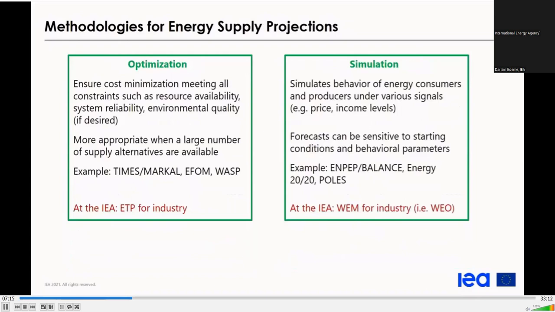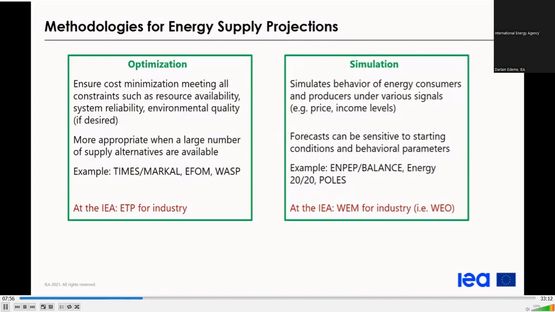When we want to project and to estimate what the future of energy supply could be, again, there are two methodologies. The first one is about optimization. We ensure minimizing a variable, like cost, and ensuring that it meets all the constraints. So it can be having a level of electricity produced at the lowest cost, or having an electricity mix at the lowest emission factor. Another methodology is about simulation, where we will simulate behaviors of both energy consumers and energy producers.